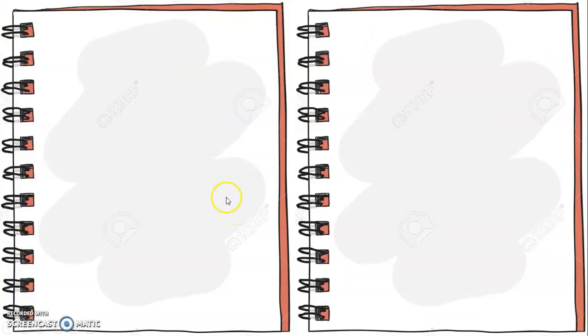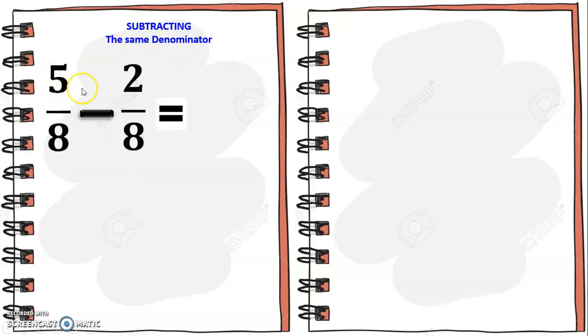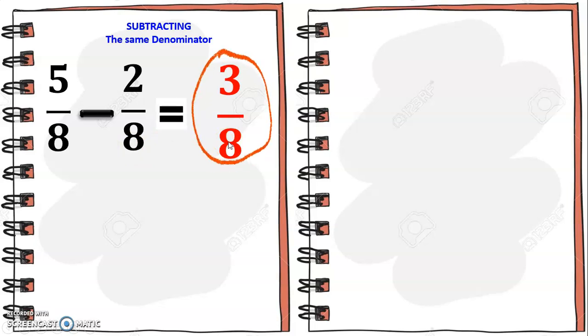Next, subtracting the same denominator. Again, kids, 5 is our numerator, 8 is our denominator. Again, 2 is our numerator, and 8 is our denominator. So it says subtracting the same denominator, which is 8. We have 5 over 8 minus 2 over 8. 5 minus 2 is equal to 3, right? Then keep the denominator the same, which is 8. So the answer is 3 over 8.